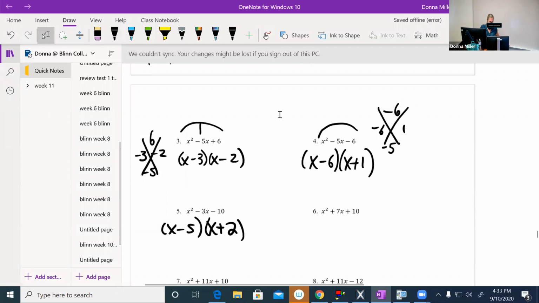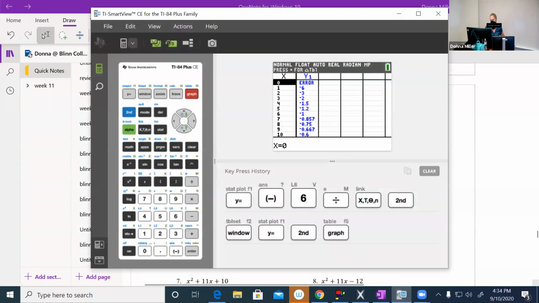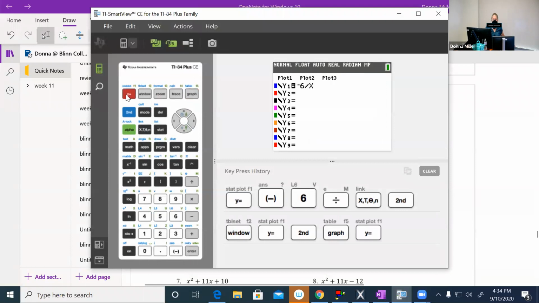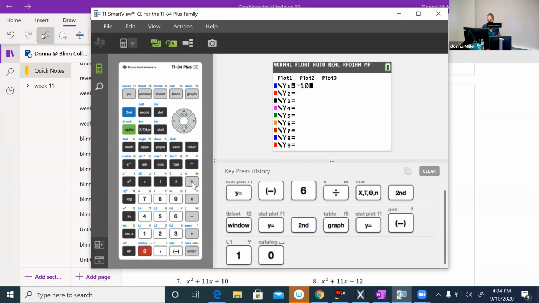a calculator test. Let's say I didn't know the factors of negative 10. I can find them on the calculator by doing the following. Go to the calculator, go to y equals, and type in the number you want to find factors of. In this case, it was negative 10. And whatever it is, I'm going to divide it by x. If I divide it by x, that's going to give me, in my table, a list of all the factors of negative 10.